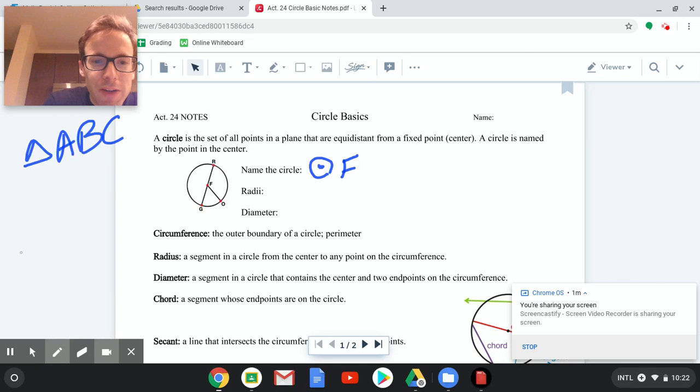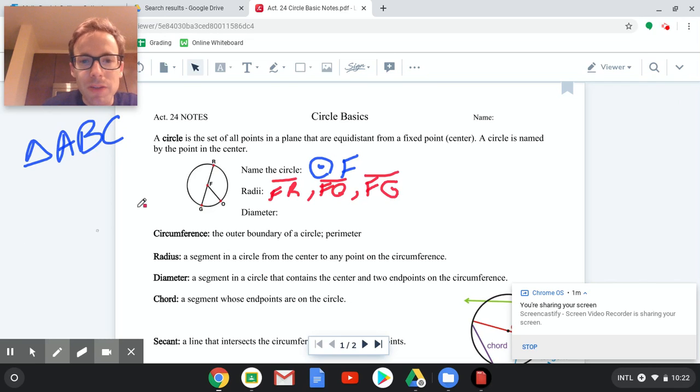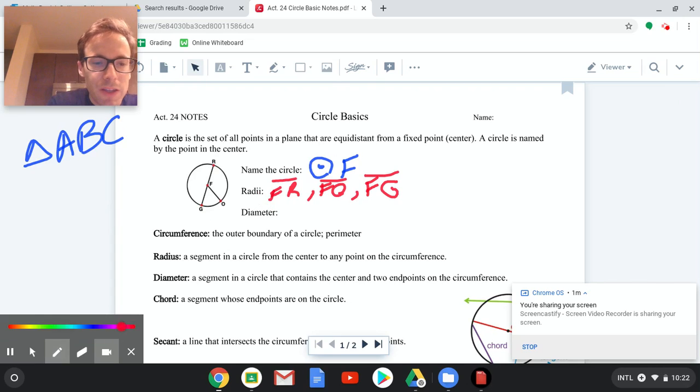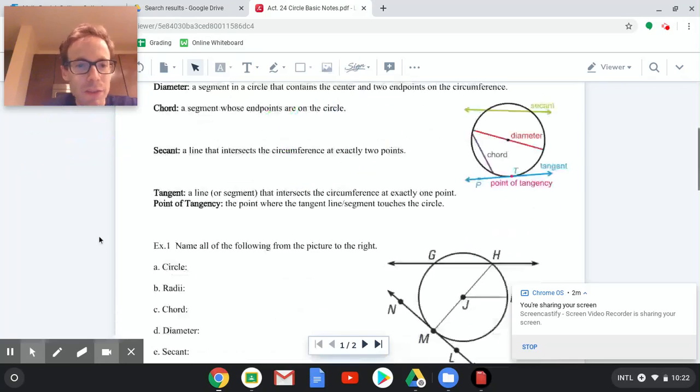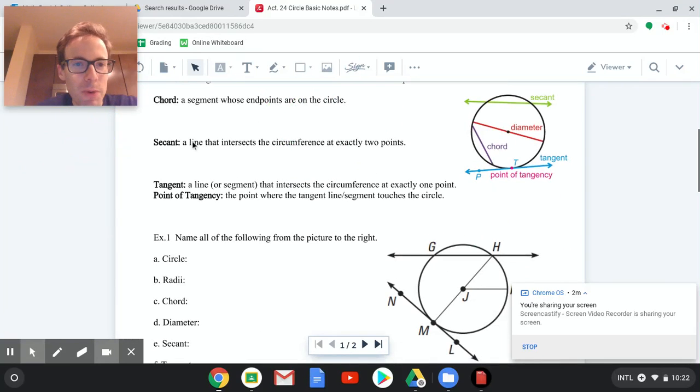Okay, so radii right here, I'm going to name them. There's three of them. There's segment FR, segment FO, and segment FG. And it doesn't matter if you put the center point as the first letter. And then the diameter is segment GR or RG. All right, so moving along, y'all have seen those words before, but what's probably new to y'all is this set of words in bold.